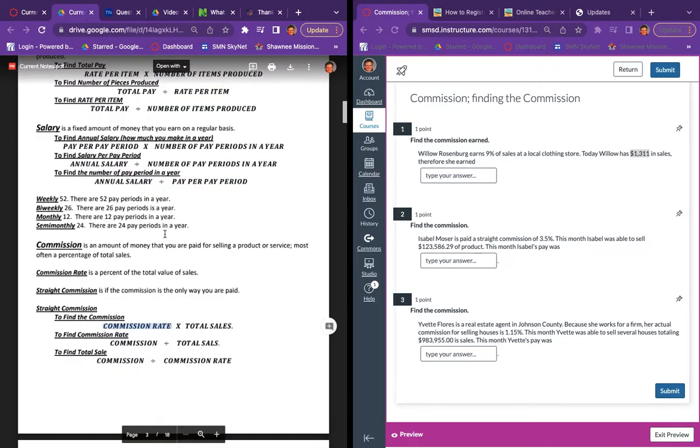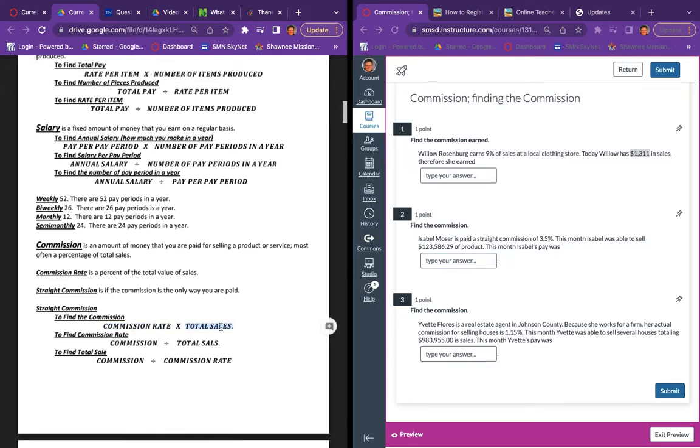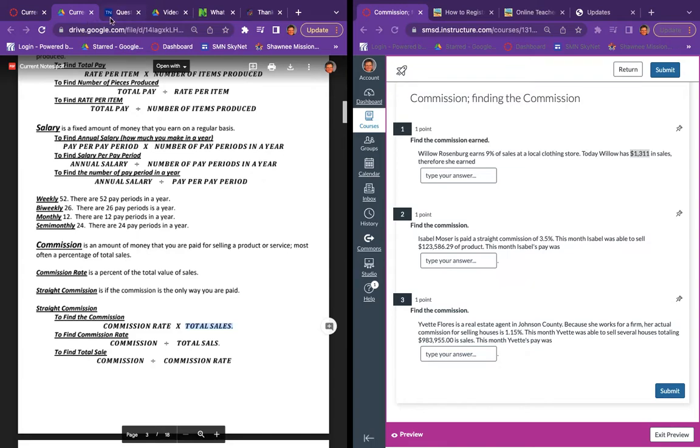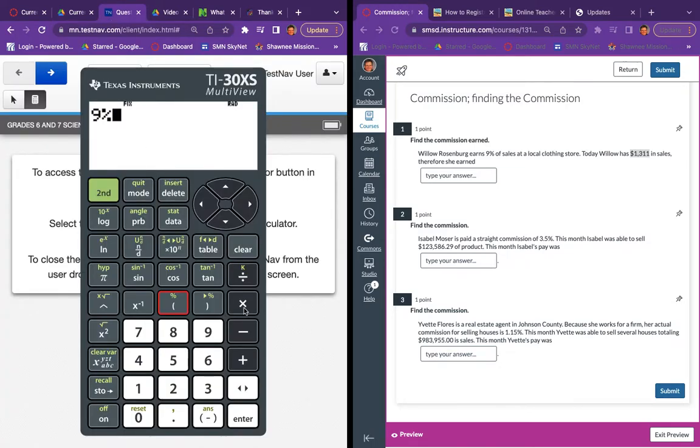And then the rule says we're going to multiply that by the total sales. So we are going to multiply that by the total sales. And remember, Willow was responsible for selling $1,311 worth of merchandise. So we're going to put $1,311. And so for that day, Willow will earn $117.99.